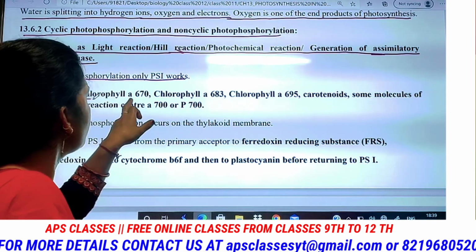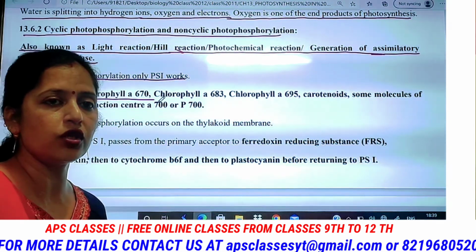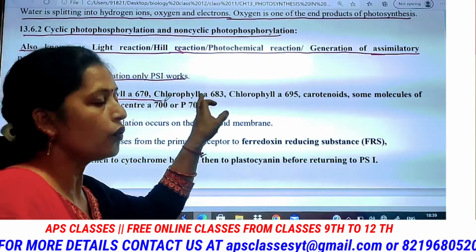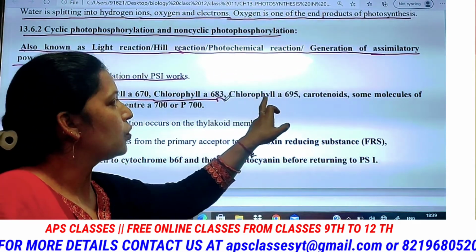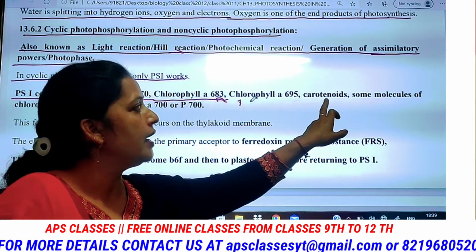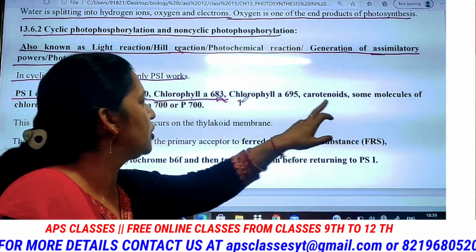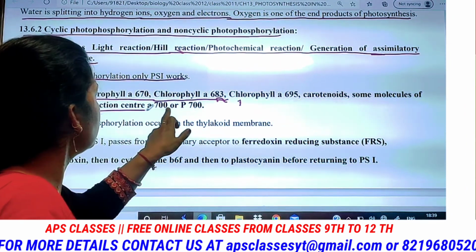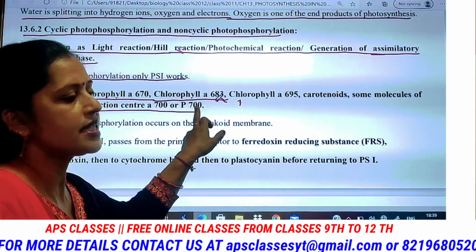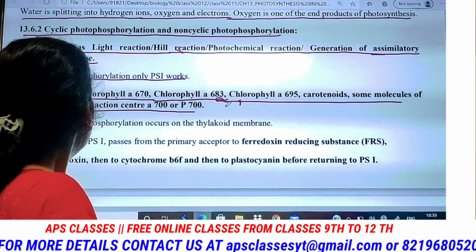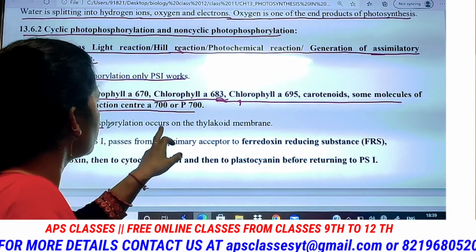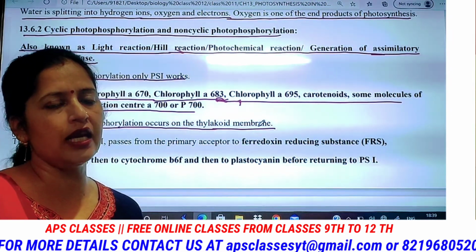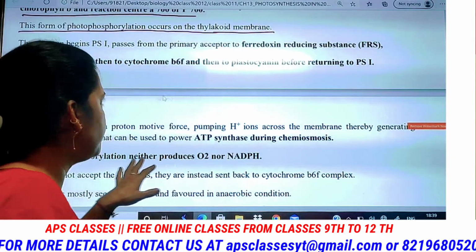Photosystem 1 consists of chlorophyll a670, chlorophyll a683, chlorophyll a695, carotenoids, some molecules of chlorophyll b, and the reaction center that is P700. This form of photophosphorylation occurs on the thylakoid membrane. This type of photophosphorylation process occurs only in the thylakoid membranes.